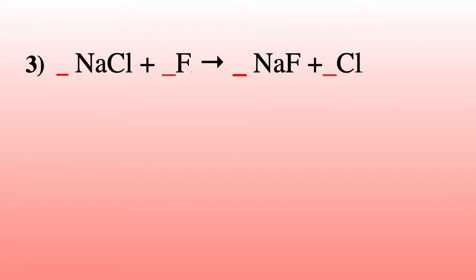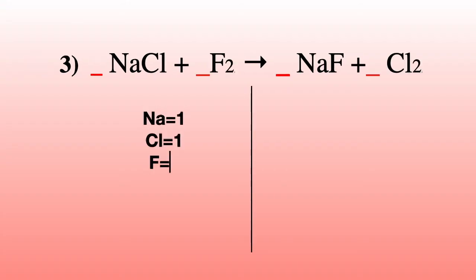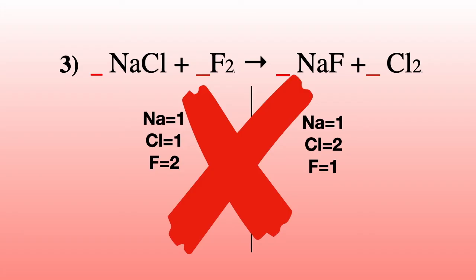Number 3. Sodium chloride plus fluorine gives you sodium fluoride plus chlorine. We are going to use the 3 steps we previously learned: drawing a line under the arrow, listing all elements, and adding coefficients. I'm going to go ahead and draw the line under the arrow. Next, I'm going to list all of my elements in order. I have 1 sodium, 1 chlorine, and 2 fluorine on the left side. On the right side, I have 1 sodium, 2 chlorine, and 1 fluorine. Therefore, this equation is not balanced.